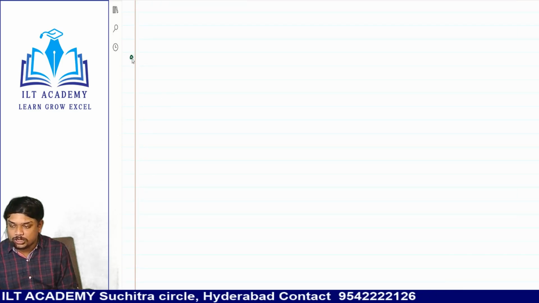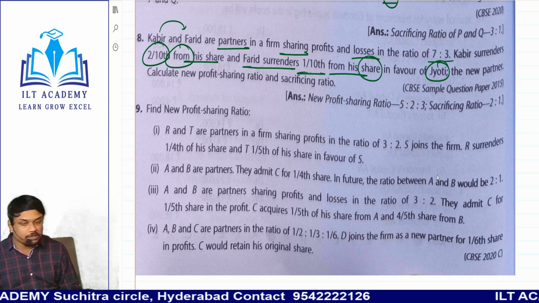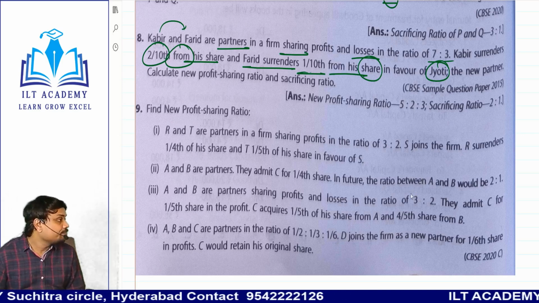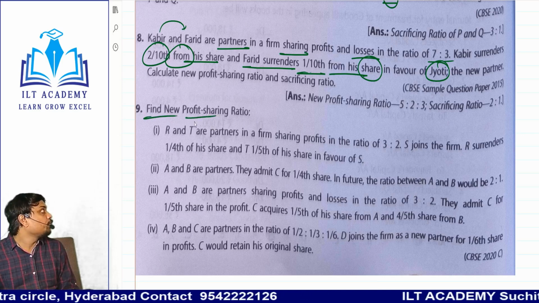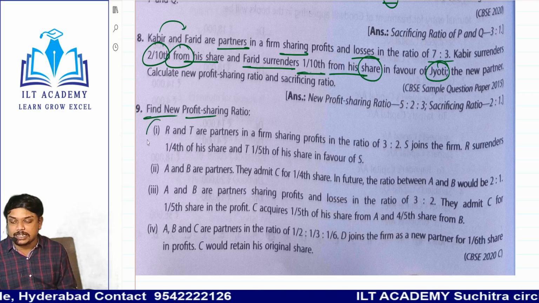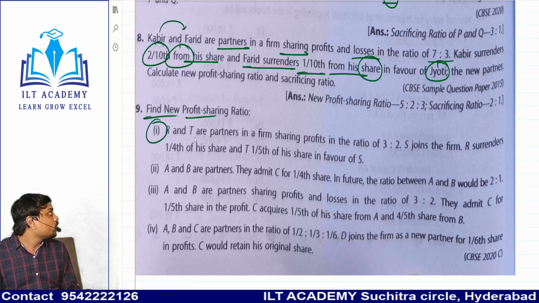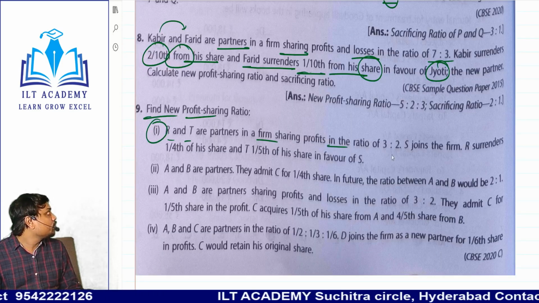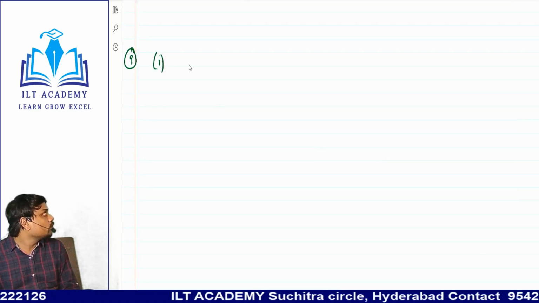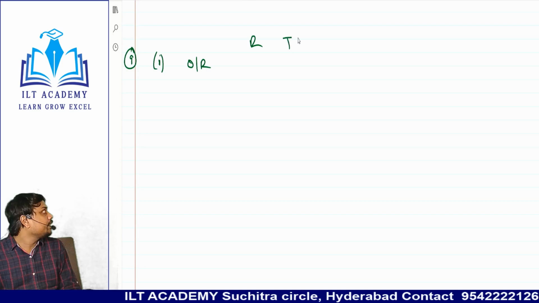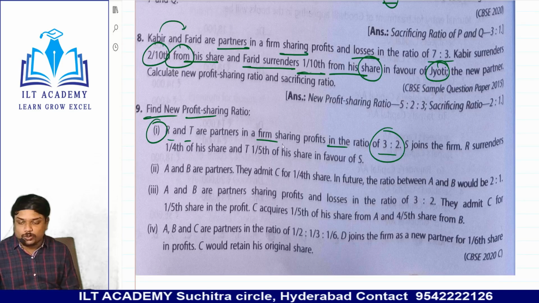नाइन्थ वाला देखो, बहुत सारे केसेस है, it will be a revision again. सीमा, फाइंड द न्यू प्रॉफिट शेयरिंग रेशियो इन दिस फॉलोइंग केसेस. एक एक अभी फास्ट कर लेना, इतना टाइम नहीं है, ओनली फॉर रेशियो कैलकुलेशंस. नाउ R और T पार्टनर्स इन ए फर्म शेयरिंग प्रॉफिट्स इन द रेशियो 3:2. ओल्ड रेशियो फॉर R एंड T इज व्हाट, 3:2.